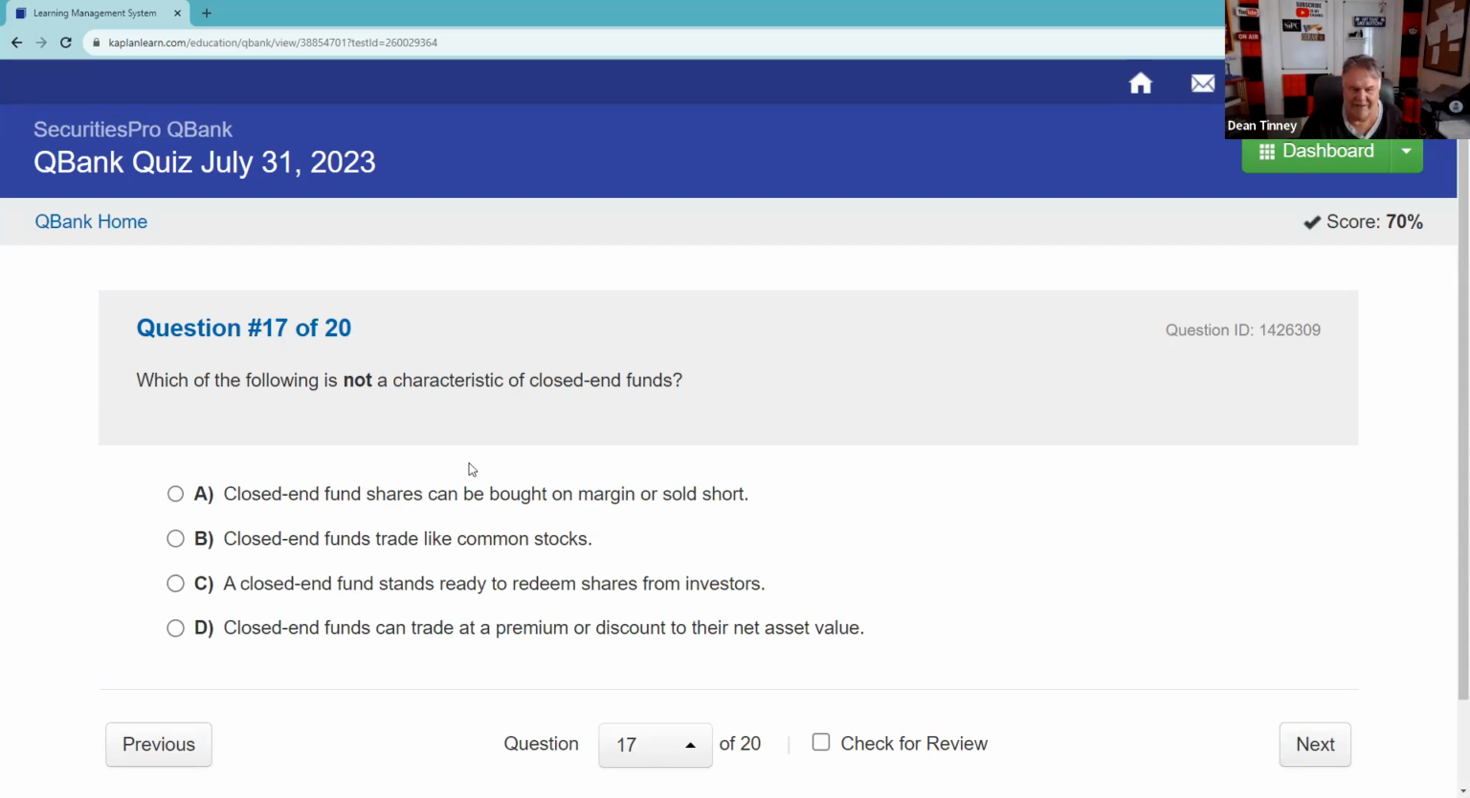All right, which of the following is not a characteristic of a closed-end fund? Now, remember, we started this by picking 3 heavily tested areas of the Series 7, which were options, muni bonds, and mutual funds. So that's what we're doing here in terms of what we're up to.